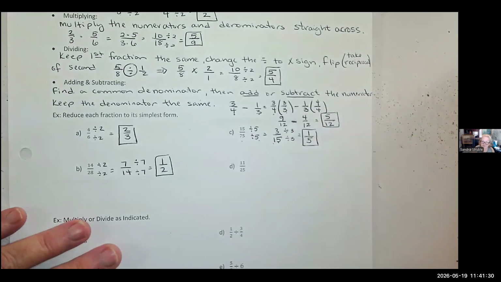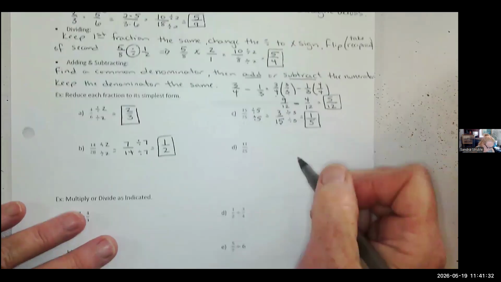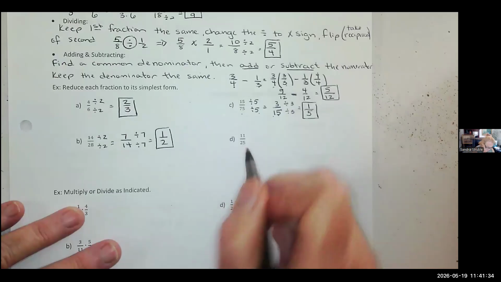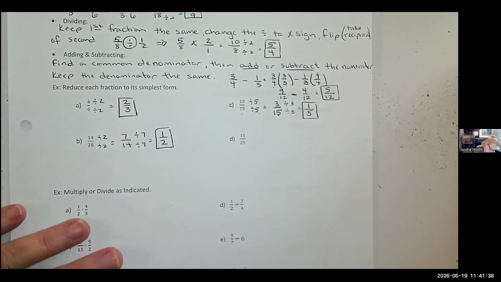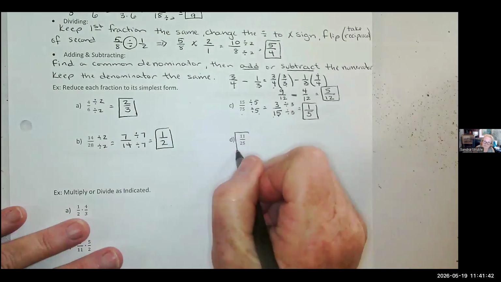All right, then the last one is 11 over 25. Pause the video and then come back to see how you did. Well, this one doesn't reduce. This one's as low as it can go. It is completely simplified.